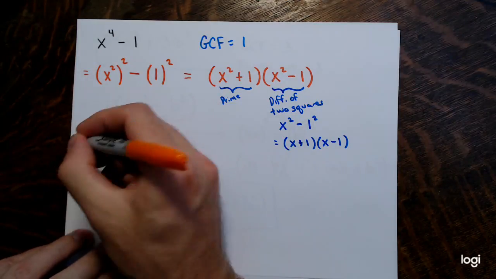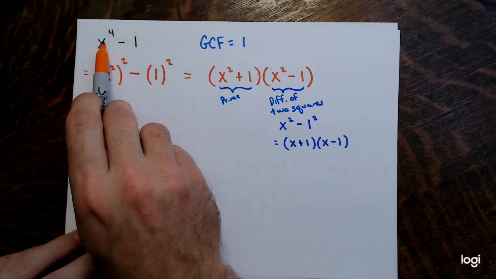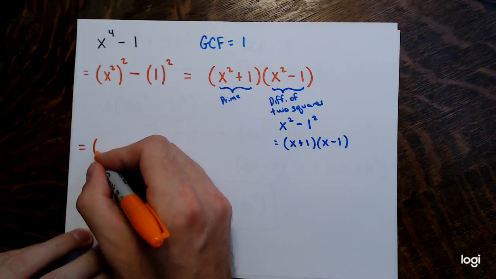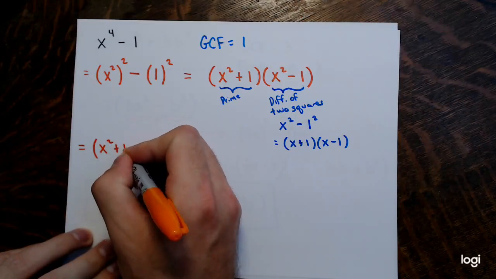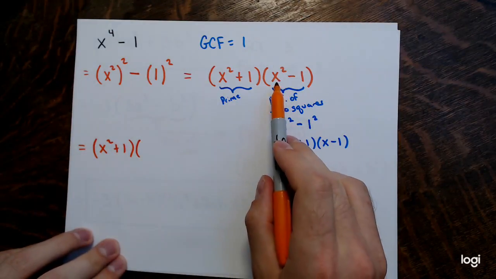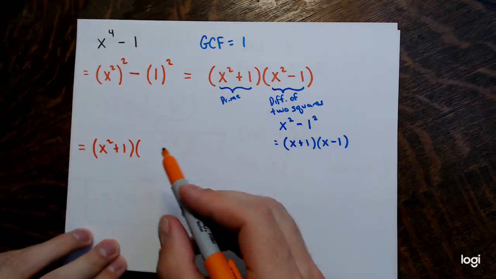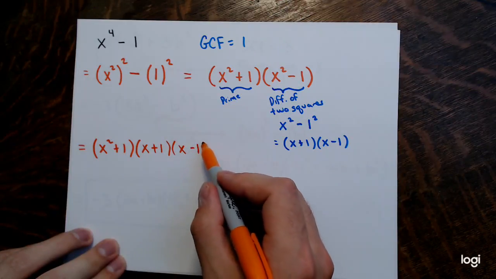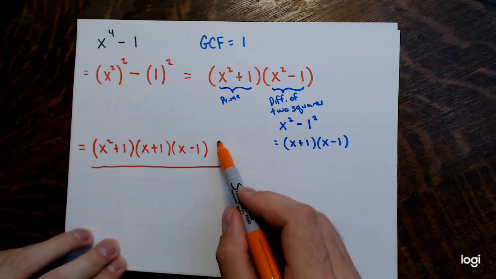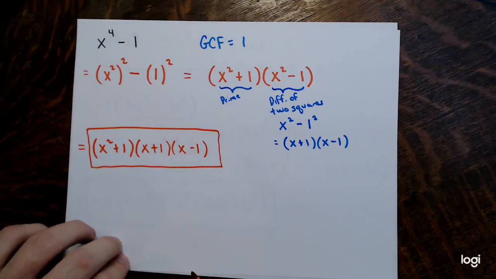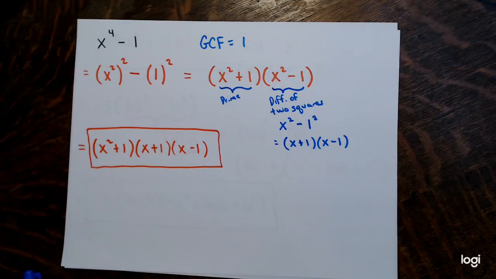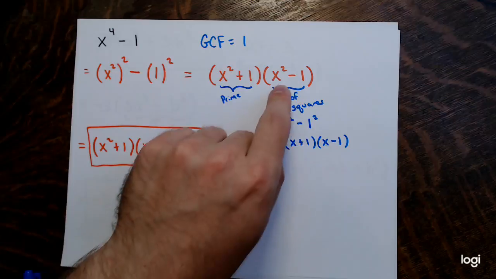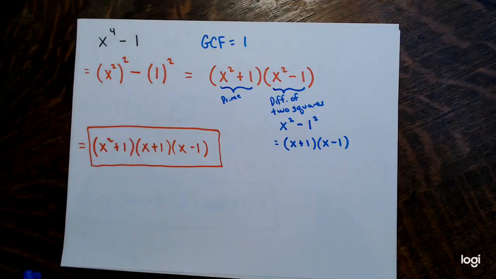So when all is said and done, when I'm factoring x to the 4th minus 1, it factors to x squared plus 1, which can't be broken down any further, that's prime, times, and then x squared minus 1 can be broken down further, so times x plus 1 times x minus 1. And there you have it. These factors can't be broken down any further over the integers. And double check, multiply. When I multiply these two, I get this. And then when I multiply these two, I do get the original back.